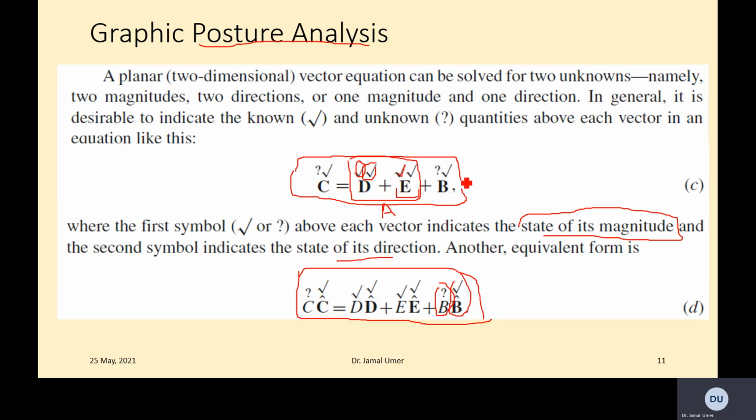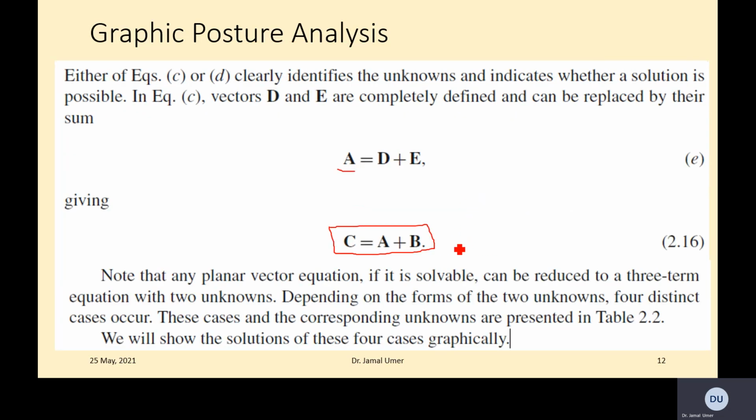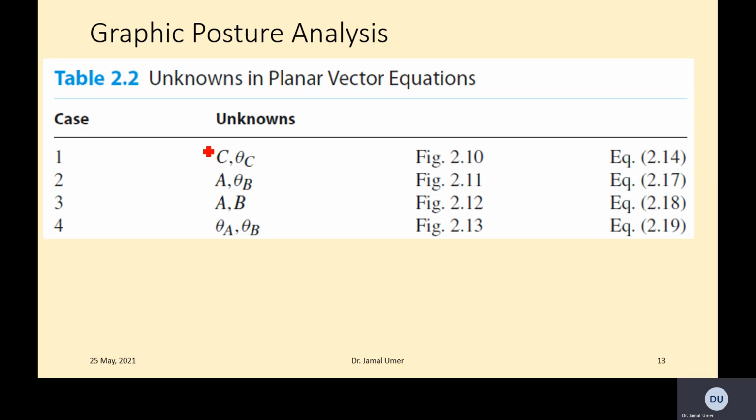And based on this equation, C and then 2.16, this table is generated. So unknowns in planar vector equations. If you have like 4 vectors in one plane, meaning a 4-bar link kind of situation, where you want to find out known and unknown. In one case, let's say you got the magnitude and the angle, which is unknown. You can use the process to find out these unknowns, and we can follow the procedure as described in this figure and then the equation.